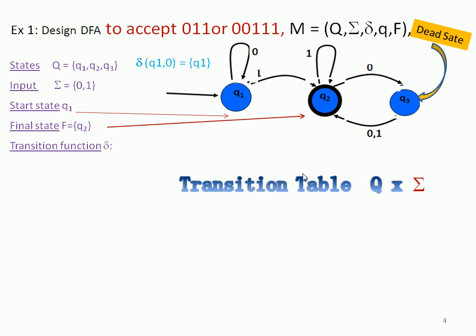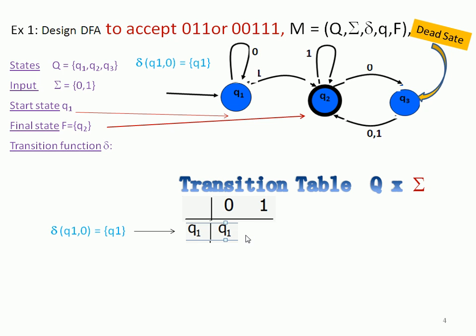What is a transition table? The inputs are 0 comma 1, that is sigma, and the states are q1, q2, q3. Let's see: q1 comma 0 means q1 is the current state and the input is 0, and where will it go? It will remain in the same state, called q1. We record that in the transition table: delta of q1 comma 0 is q1, right?